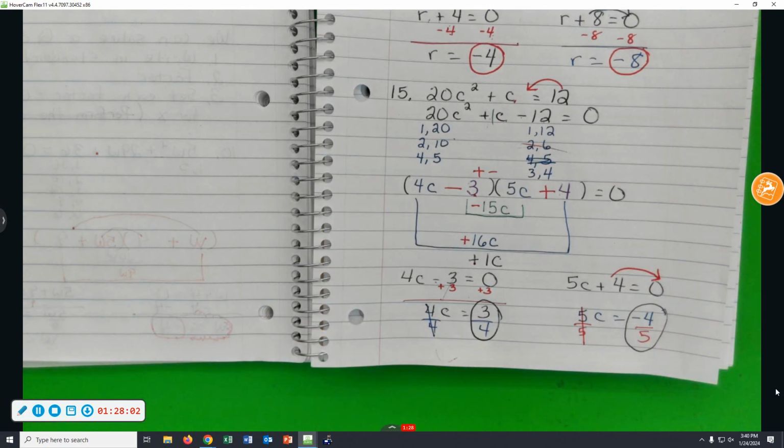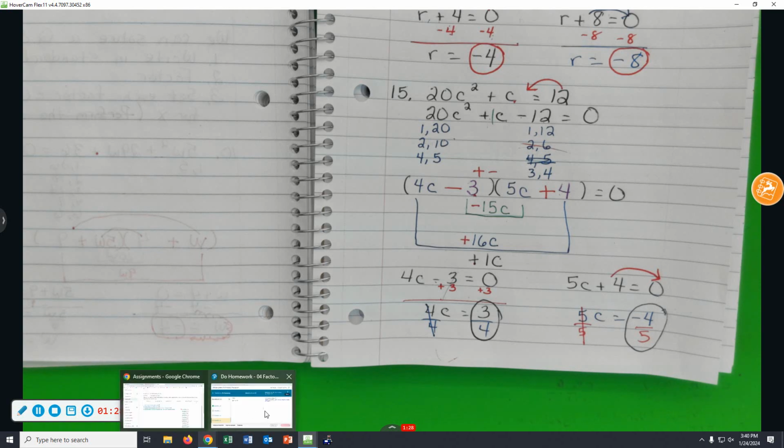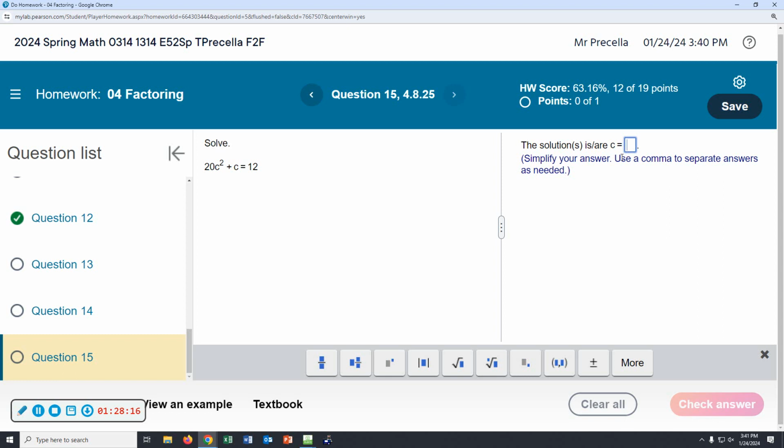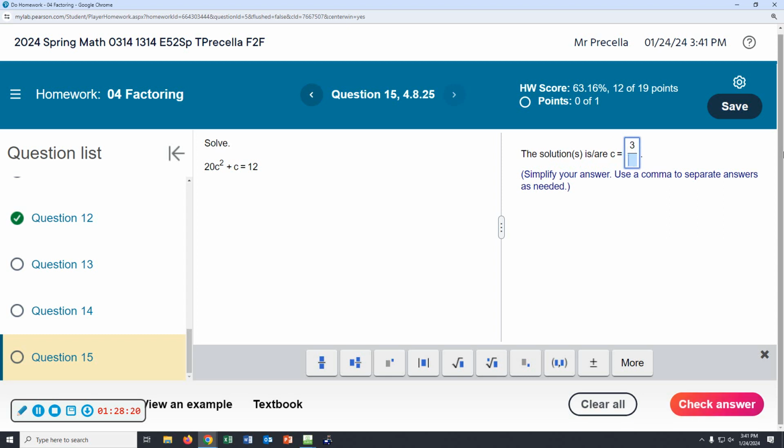Now, I'm glad we have 2 fractions because I want to discuss how to type those in. Okay, so we come over here. Once again, we'll have to use the comma to separate our answers. I'll just type them in the order in which we got them. The first one is 3/4, and then I put a comma. Is that what I want?